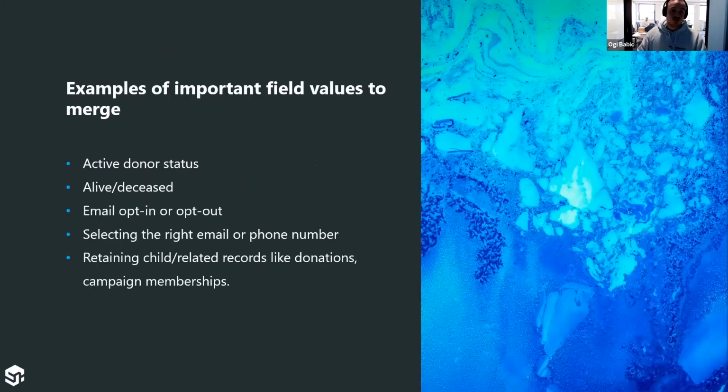But when you do that, it's of course important to retain imported field values to merge. Some of the field values we see as important for NPSP, but you can always fill in the gaps yourself, are if someone is an active donor, if someone is alive or deceased, if they have an email opt-in or opt-out, and what email or phone number to choose from the merged records. In general, it will always retain child-related objects like donations and campaign memberships. And all of this can be configured pretty easily in our extensive merge rules, as we call it, in DC Setup.